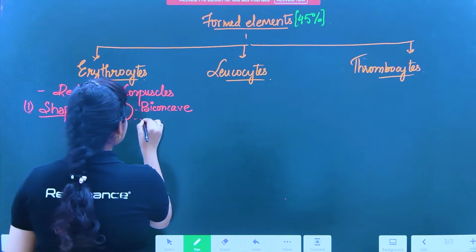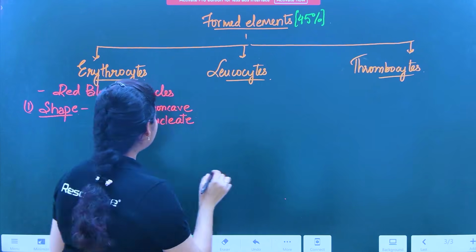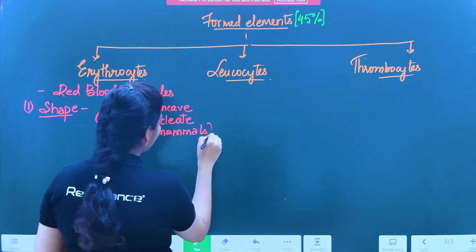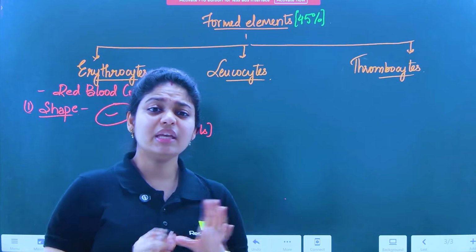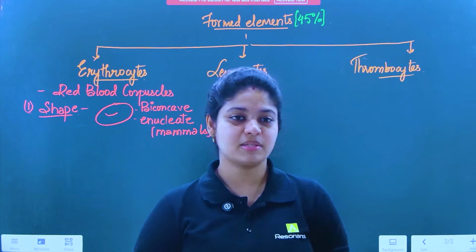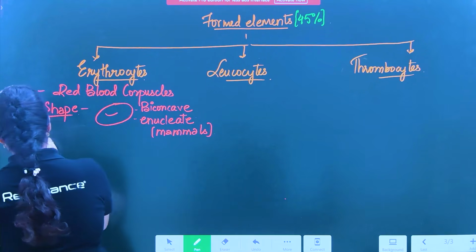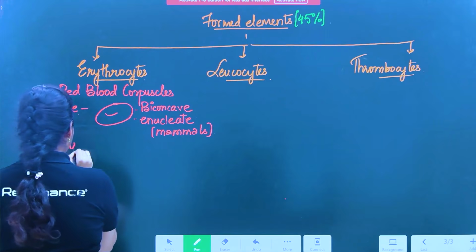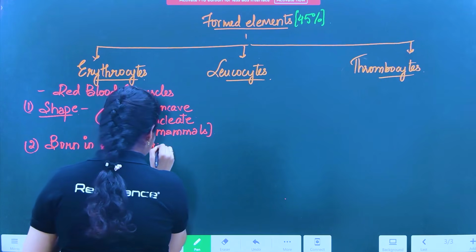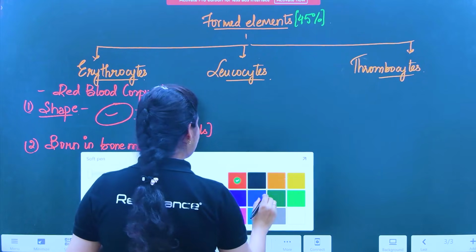And it is enucleate. Remember, in the case of mammals, enucleate means the nucleus is absent. Now we know about its shape, so where is it born? It is born in bone marrow. What is the process of formation of RBC called?